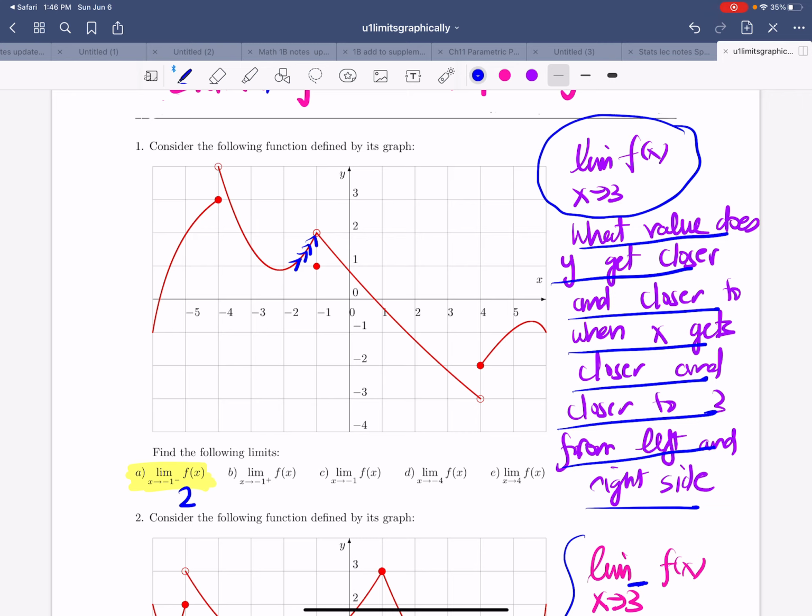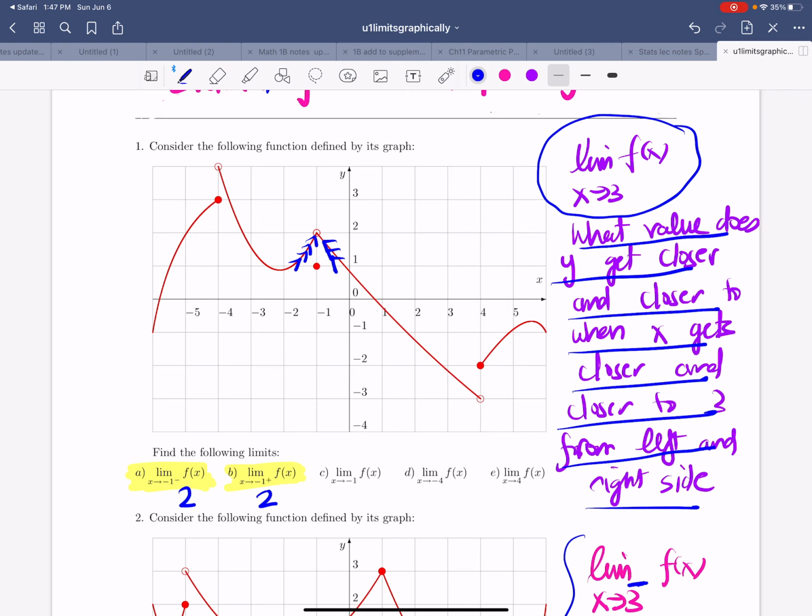Limit as x approaches -1 coming from the right hand side. For part B, coming from the right hand side, what y value are we getting closer and closer to when x is getting closer and closer to -1 from the right hand side? When x is getting closer and closer to -1 from the right hand side, the y value is still getting closer and closer to 2. Next, limit as x approaches -1 of f of x.